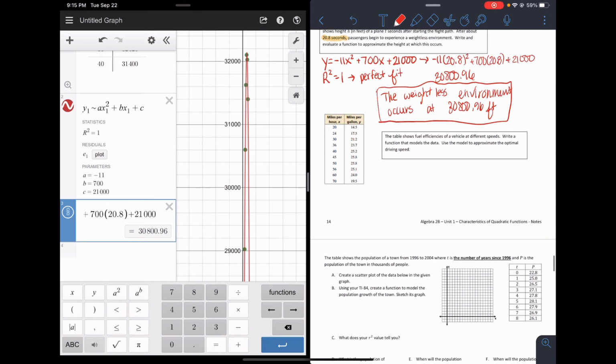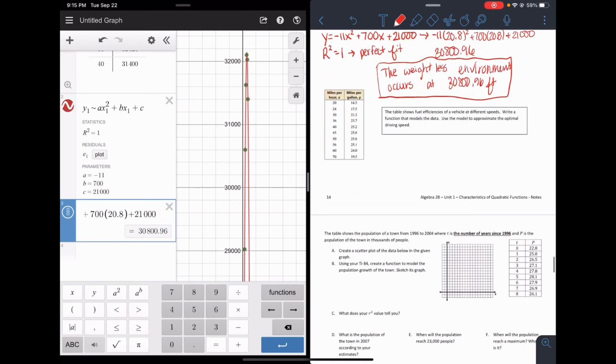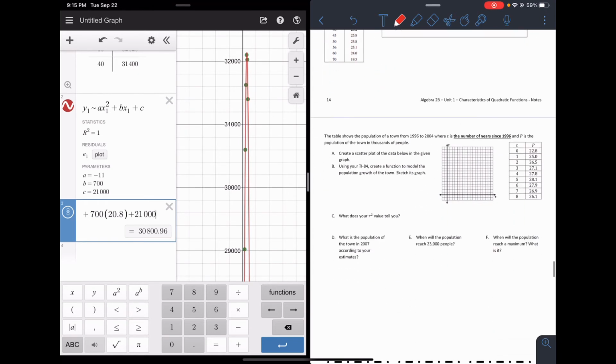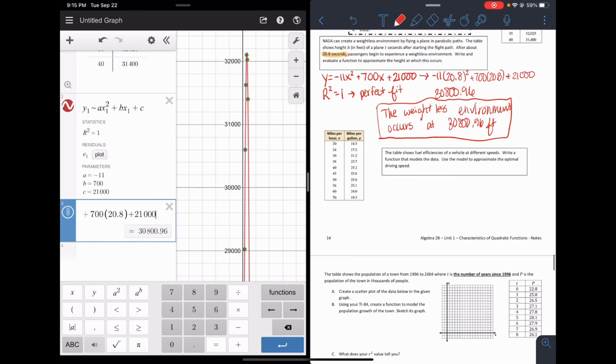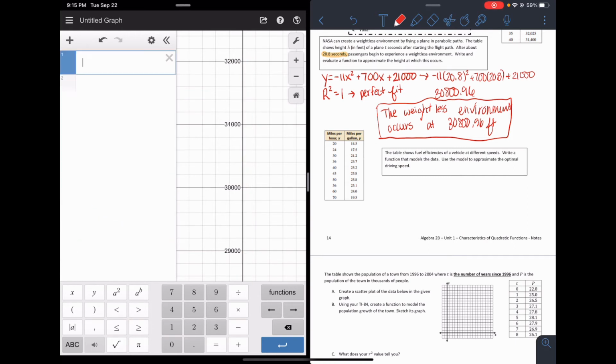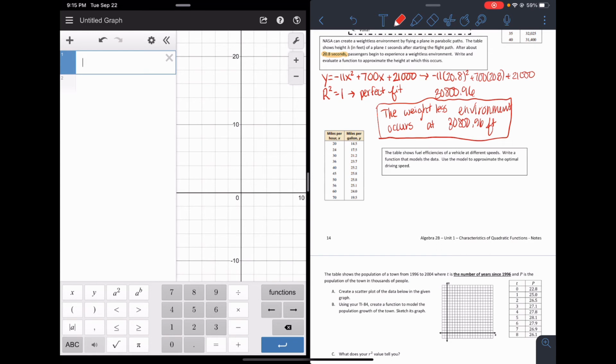We have two more examples in here. I'm going to do the second one with you, and I want you to try this third one on your own. But let's go ahead and try this one out. So this one, the table shows the fuel efficiencies of a vehicle at different speeds. We want to write the function that models the data and then use the model to approximate the optimal driving speed. All right, so I'm going to need new data, so I'm just going to get rid of all my stuff. I'm going to hit the little home button on Desmos so it resets my screen.